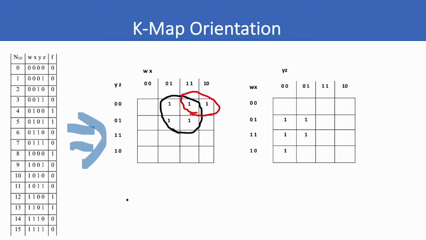Okay, so the function is equal to: W changes, so we're left with X, and Z changes from 0 to 1, so we're left with Y bar, plus the 2 covering. X changes from a 1 to a 0, so we're left with W, and Y bar, Z bar. Okay, that's for this orientation of the K-map.